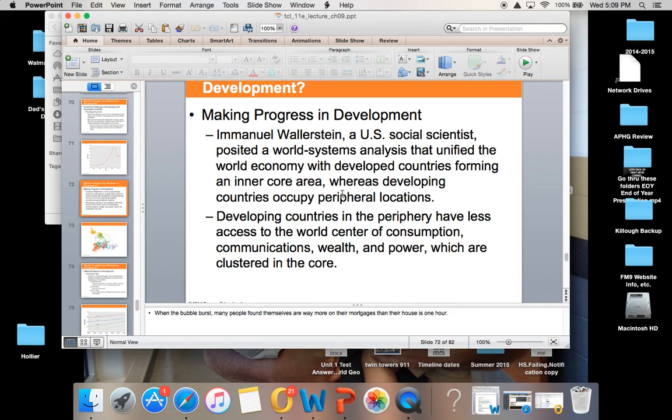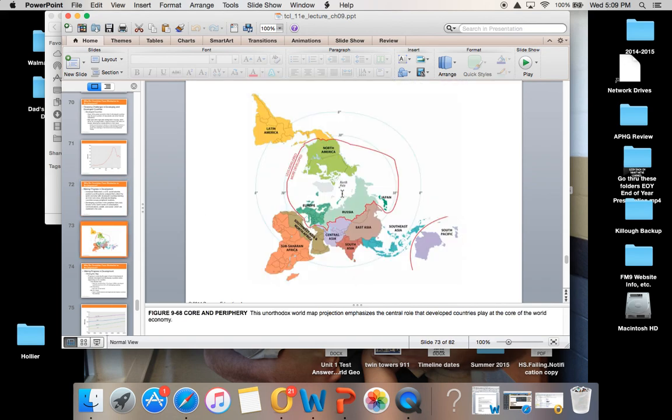Developing countries in the periphery have less access to the world's center of consumption. They're not going to consume as much. Okay, and yet they are the vast majority of the global population, living in the periphery and the semi-periphery. Okay, and I showed you this graph. It's on your last page, 340.